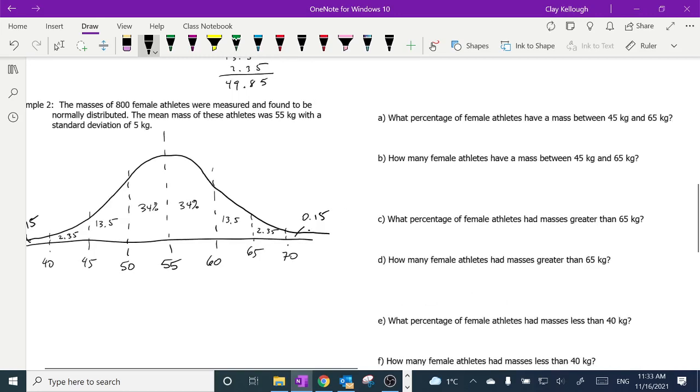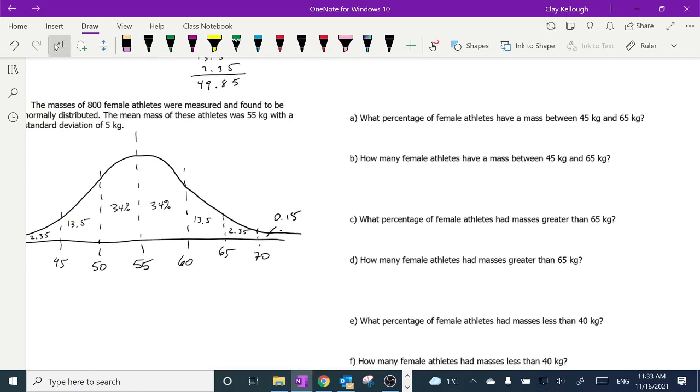Now, what percentage of female athletes are between 45 and 65? So between 45 and 65 added up, well, you could go back to the rule. Isn't that the 68%? Oh, no, 45 to 65, sorry, that's the 95 rule. So 95% are between there and there, right? Yeah, 68, 95. Oh, wait a minute, isn't that the same thing? So how many athletes do we have here?